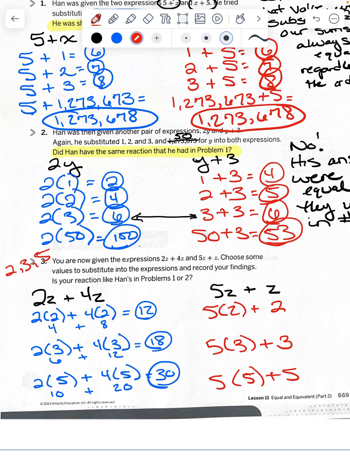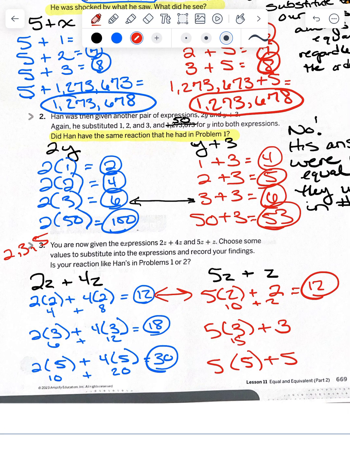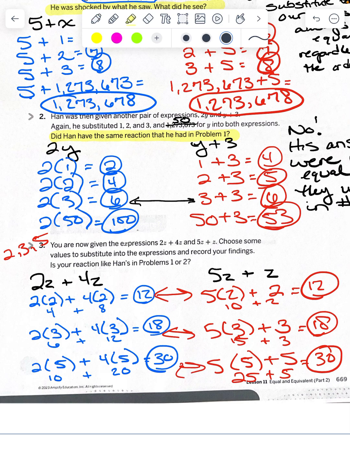Okay, you could use any numbers as long as you used them for both, to see if our answers are equal or not. Okay, 5 times 2 is 10 plus 2 would give me 12. That gives me the same answer. Let's look at the next one. 5 times 3 is 15. 15 plus 3 is 18. That one gives me the same answer. And 5 times 5 is 25. Plus 5 is 30. That one also gives me the same answer.